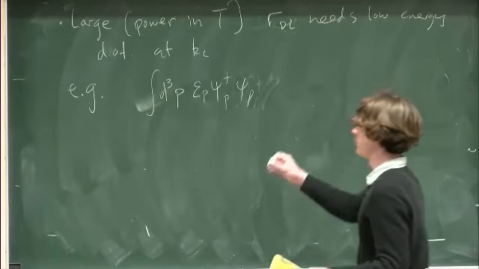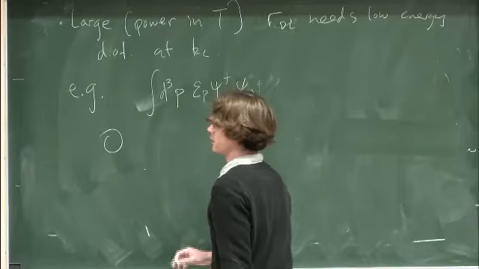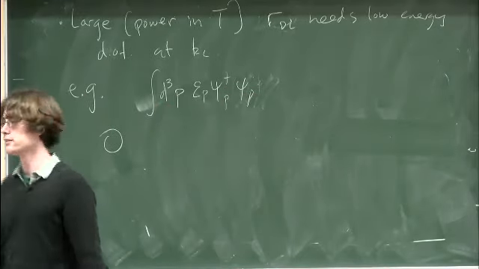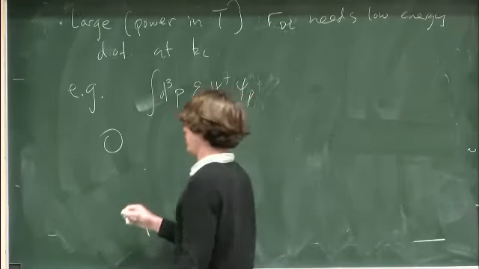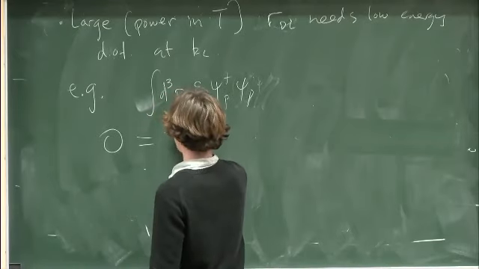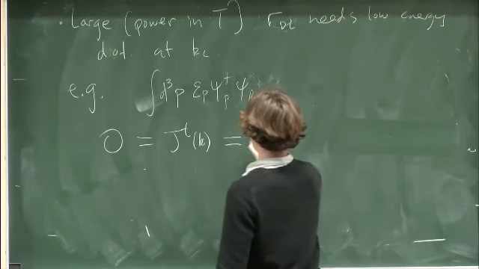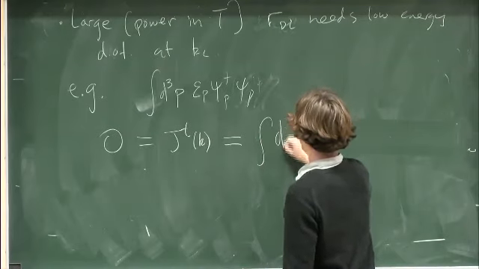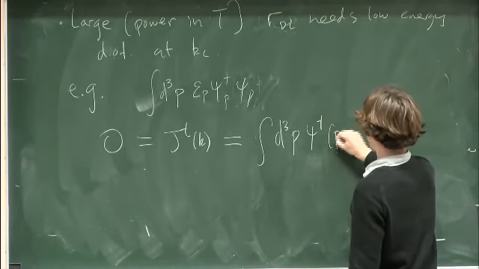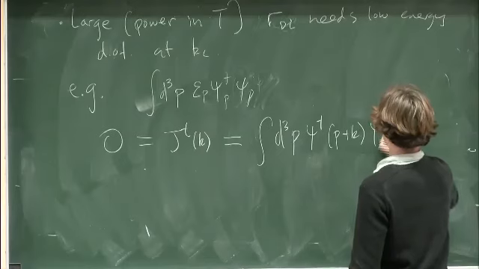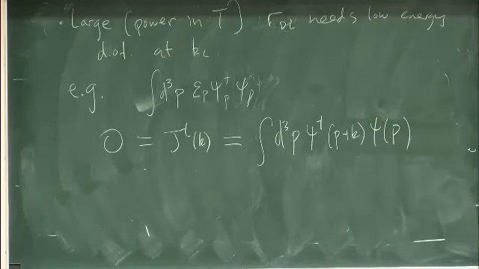Okay, so what operators do you have in this theory? What could O be? I need some operator to couple to the lattice, and the more relevant, the bigger effect it will have. So the first one you could write down would just be the charge density at finite k. The charge density is d3p psi dagger p plus k psi of p, again after some minus signs and so on.